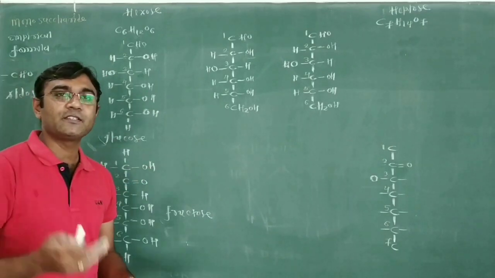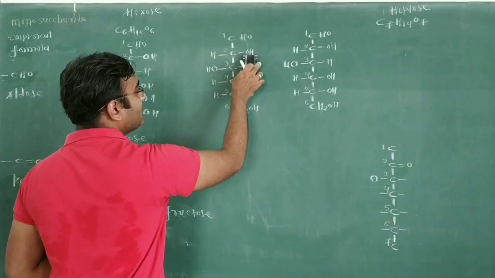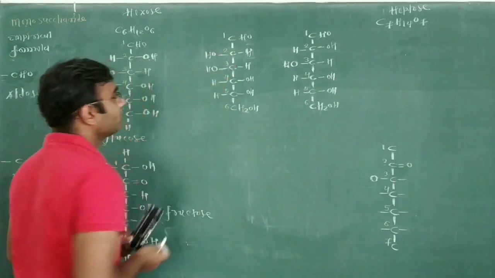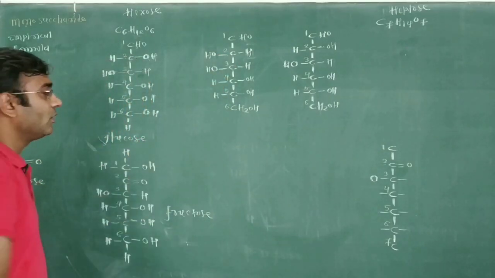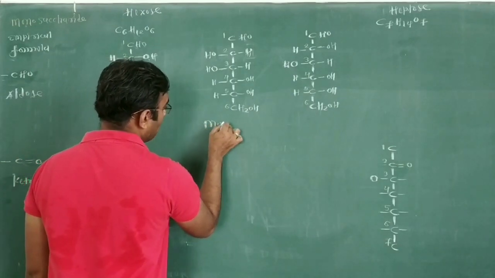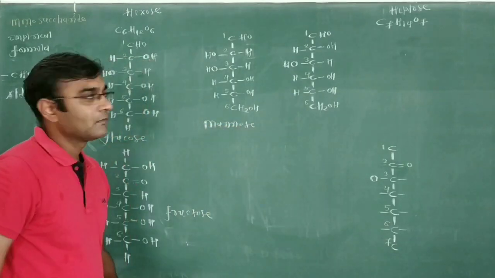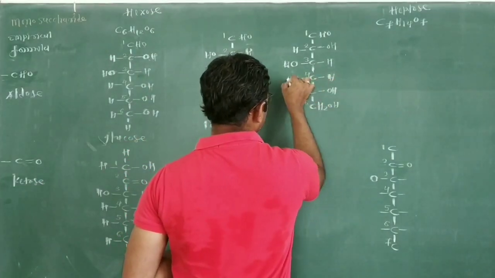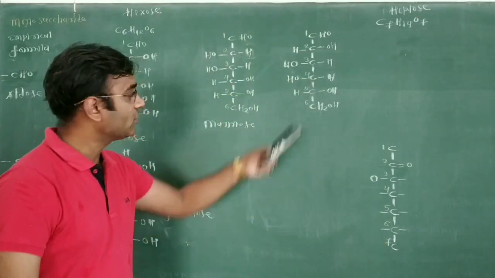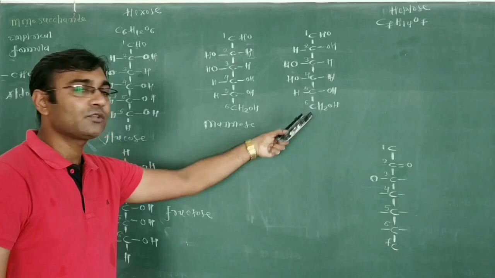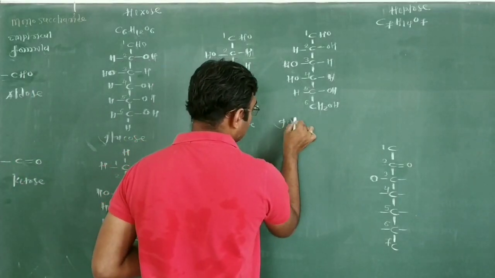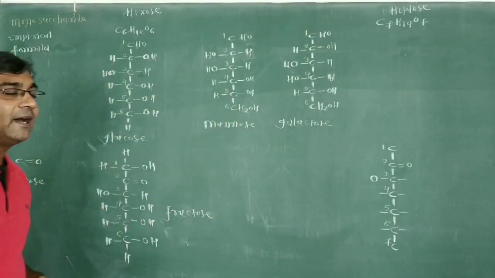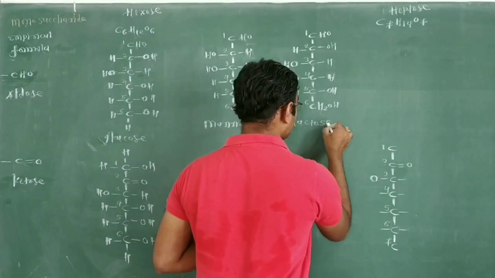Now we make changes inside the glucose. At the second carbon, change the position of H and OH. So this is the epimer of glucose, and that is mannose. Change the position of H and OH at the fourth carbon of glucose, and we get a new chemical, and that is galactose. So galactose, mannose and glucose are epimers.